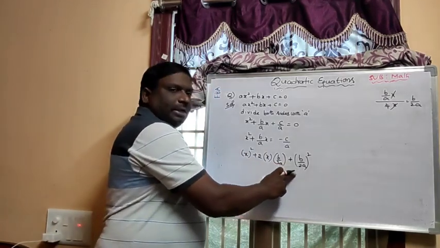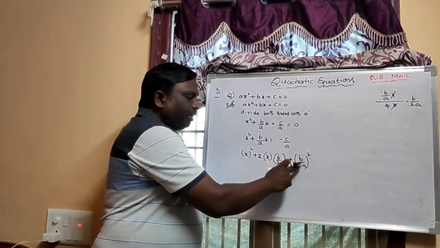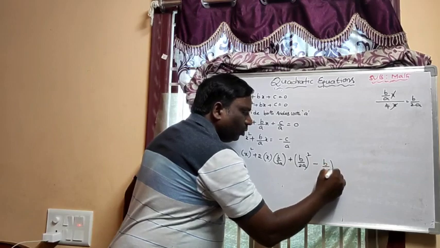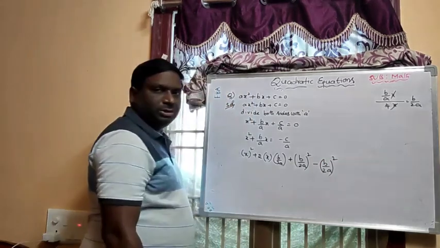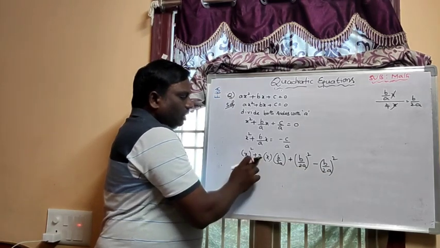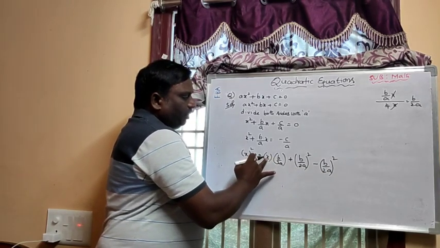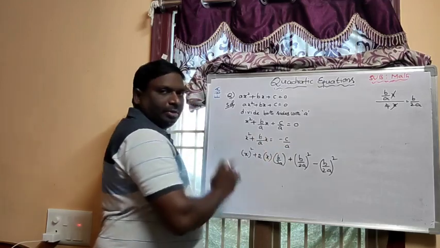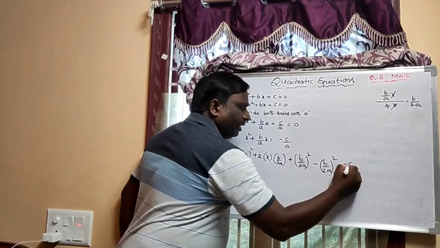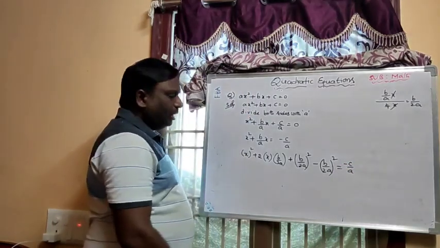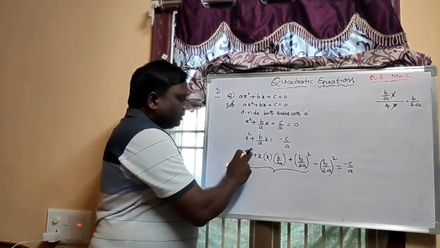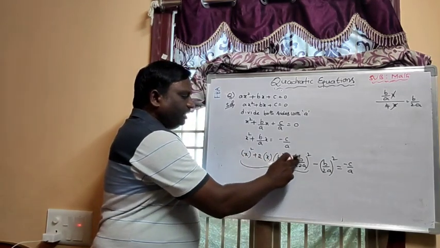So now I am adding here. What I am adding? Plus (b by 2a) whole square I am adding. Immediately minus (b by 2a) whole square also you have to subtract. Then if you make the cancellation of these two, then you'll get this only. If you do the cancellation, bx by a, that is bx by a. There is no change in that value. That is equal to minus c by a.